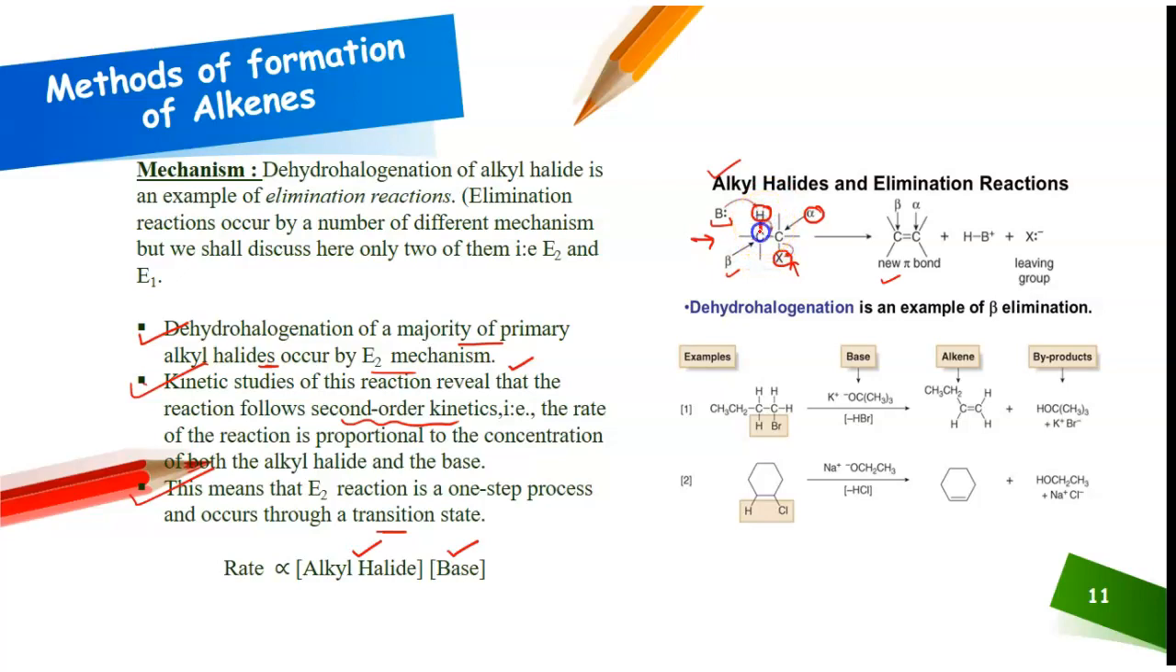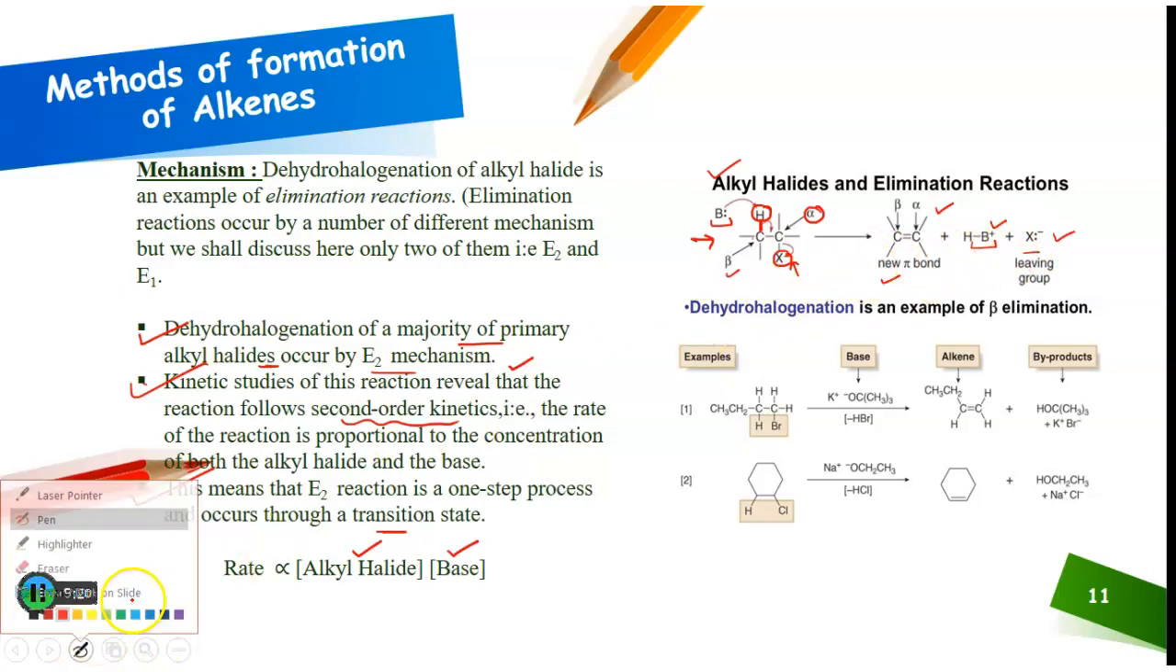Now the electrons from this carbon-H bond will get shifted to the bond between carbon and carbon, resulting in the formation of this particular new pi bond between these two carbons. Okay, and your X negative will leave as a leaving group over here, and you will get the HB positive and X negative as the side product. So it is quite an easy reaction, right?